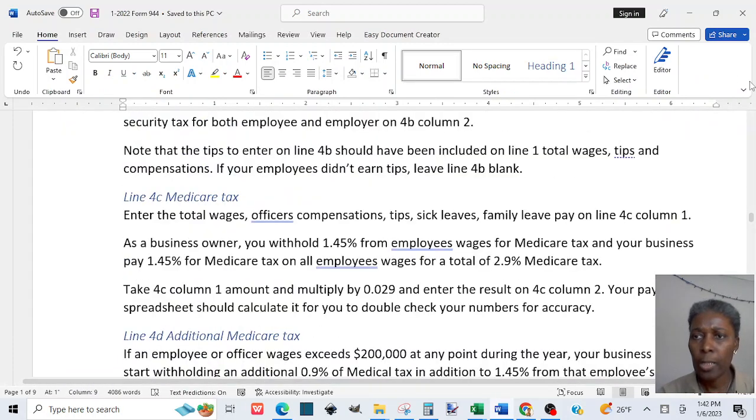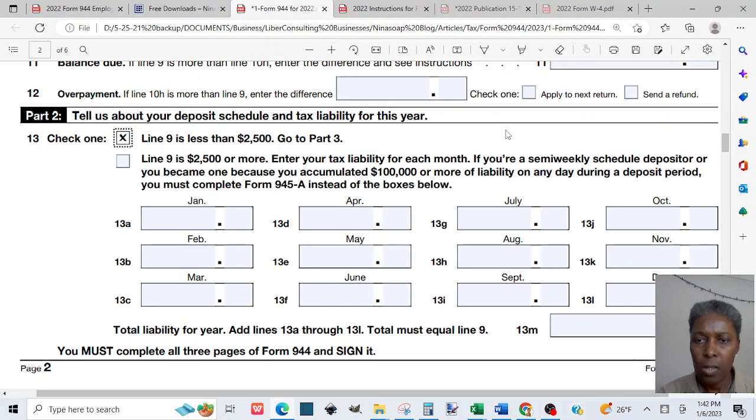Once I read through it and post the article, it will be there as well, and the link will be in the description with all the types of publications where you can find your information if you want to read more. So there is a way to determine whether you will need to be a semi-weekly scheduled depositor or a monthly scheduled depositor.